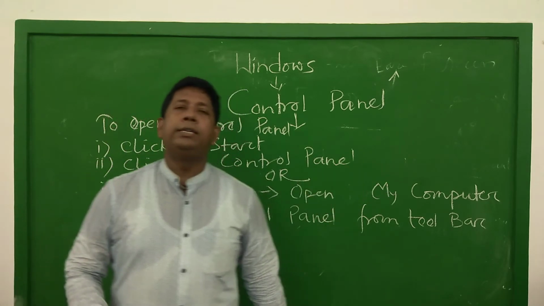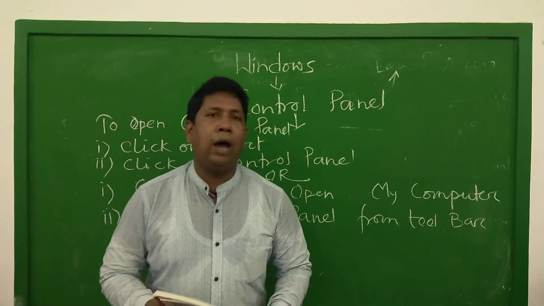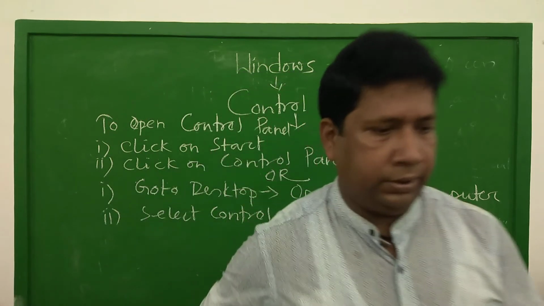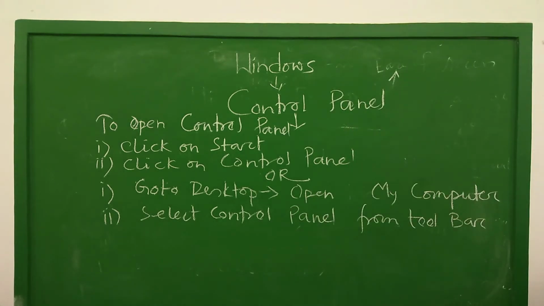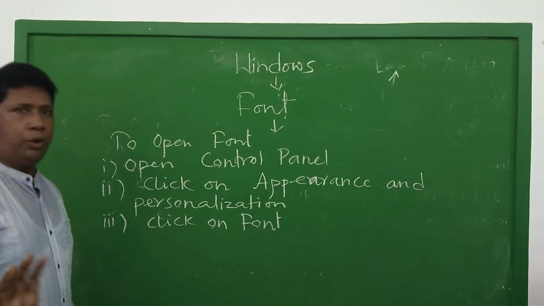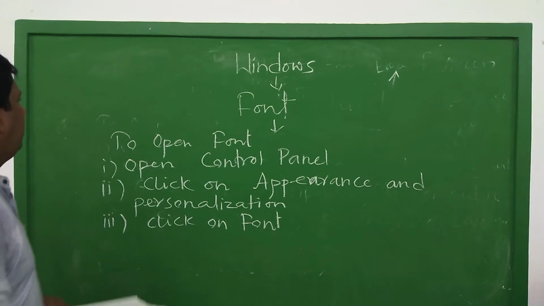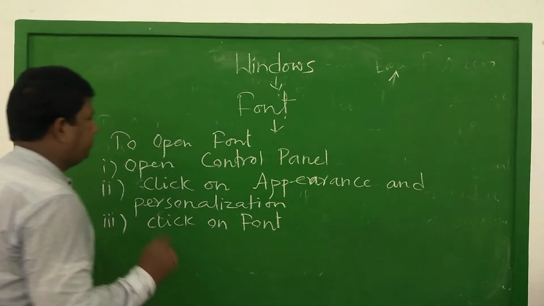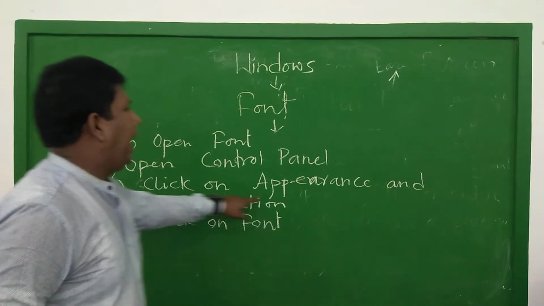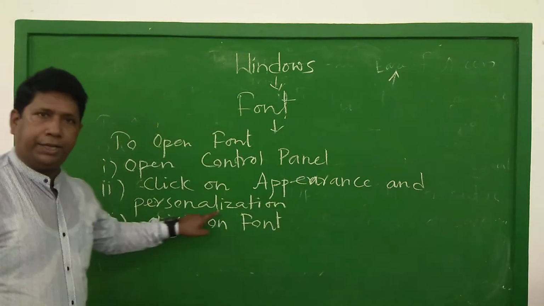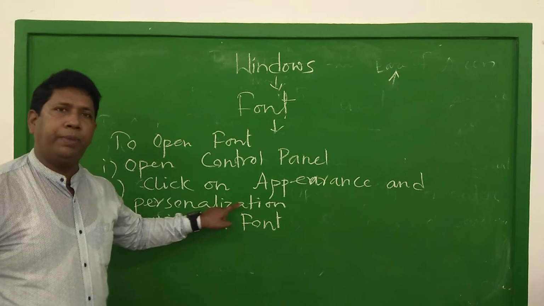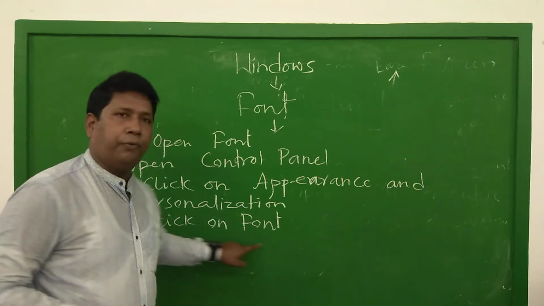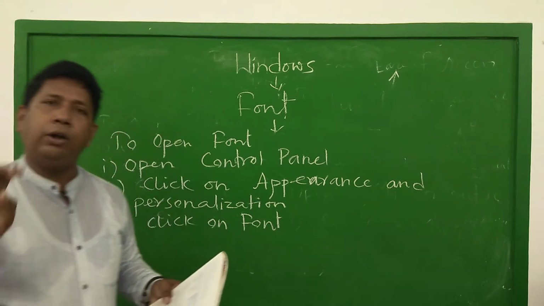If you want to open font, just see. You know very well how to open control panel. After opening control panel, a window will appear in front of you. In that window, click on appearance and presentation. After that, another window comes up, and just click on font. After clicking on font, we can find different types of font.